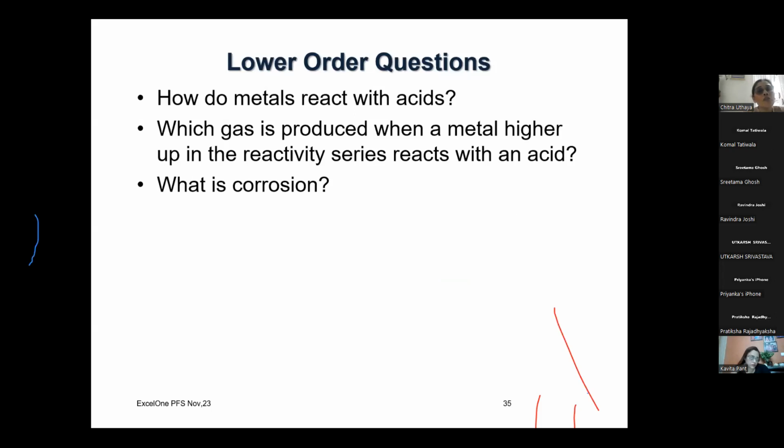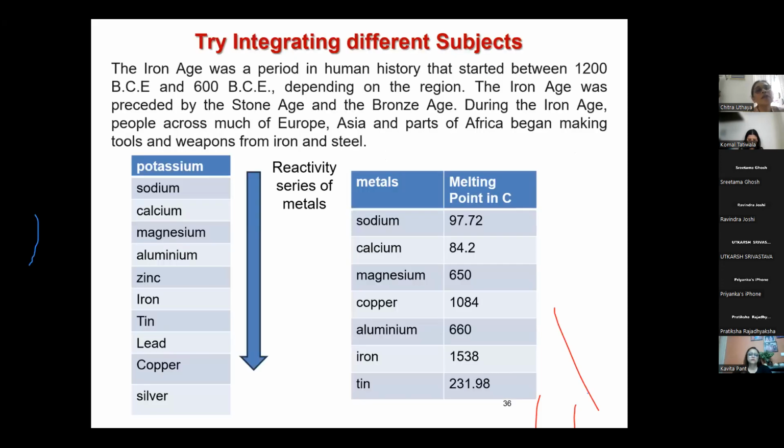Again, these are two lower level questions. How do metals react with acids? Which gas is produced when a metal higher in the reactivity series reacts with an acid? What is corrosion? All of them look at the lower order levels. Remember and understand. Now, how do you turn these into higher order questions? So here are some examples.